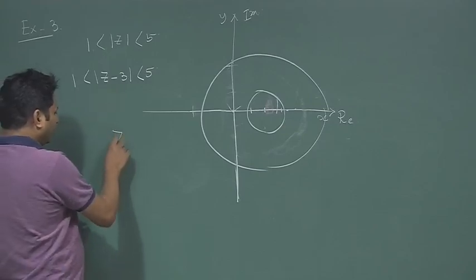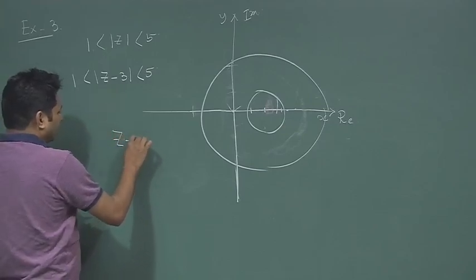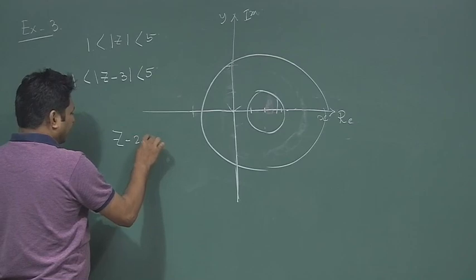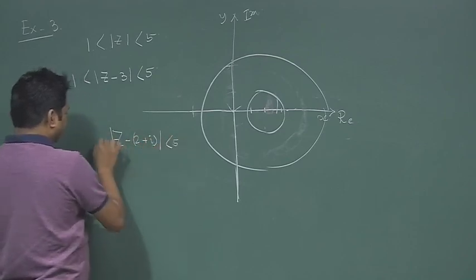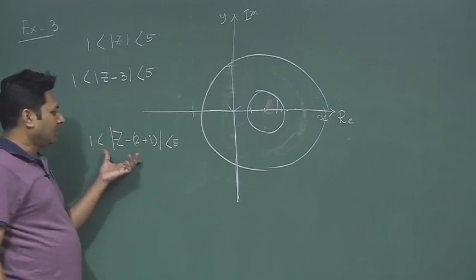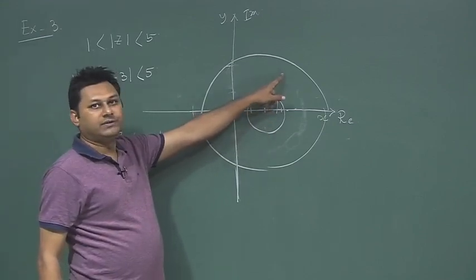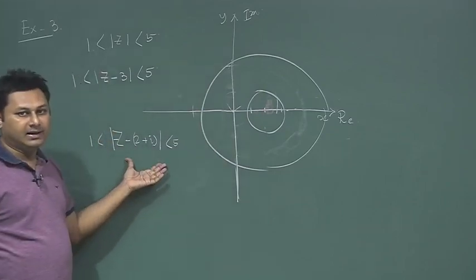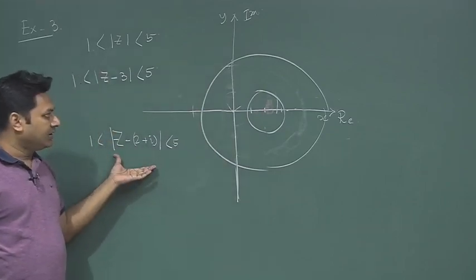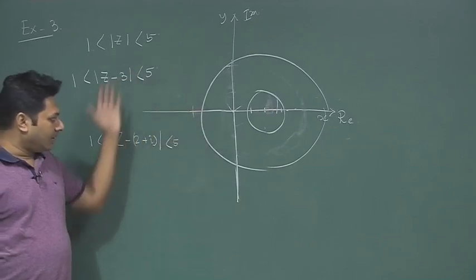I can also do that with |z minus 2 plus i|, the modulus of this quantity, less than 5, greater than 1. That means this point is going to shift here and I will do the same thing and so on. So, I believe now you have an idea how to define a region in a complex plane.